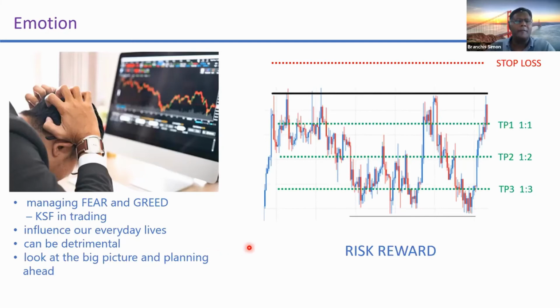And you must be able to see the big picture. The moment you see the candle, bullish engulfing or bearish engulfing, you just enter. Sometimes you got burned. So you have to be very, very careful. You need to look at the big picture and plan your strategy.